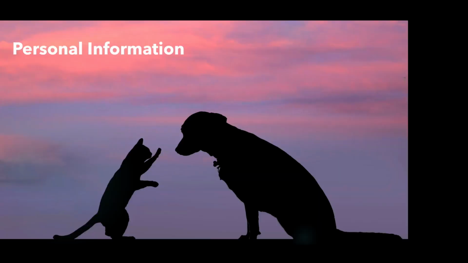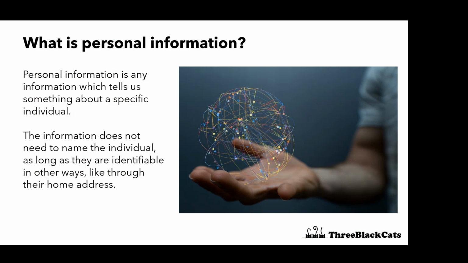So before we can start and talk about the information life cycle, we need to talk about what personal information is, because although the information life cycle is useful for any sort of information, today we're just going to talk about personal information and how the Privacy Act applies in New Zealand. So personal information is defined as anything that tells us something about a specific individual. Now, we don't need to be able to name that individual, but we do need to be able to identify them.